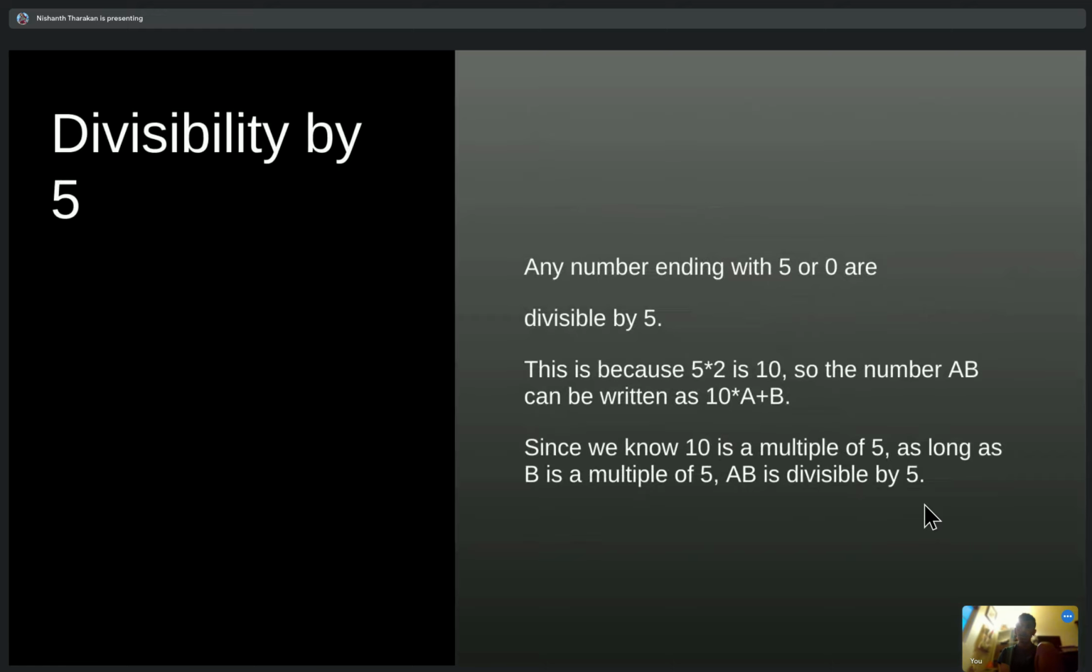Okay, divisibility by 5. Any number ending in 5 or 0 is divisible by 5. We just use the same proof that we used for 2, except we use 5 times 2 is 10 instead. And then we just show that since we know that 10 is a multiple of 5, as long as B is a multiple of 5, which means it needs to be 5 or 0, AB is divisible by 5.